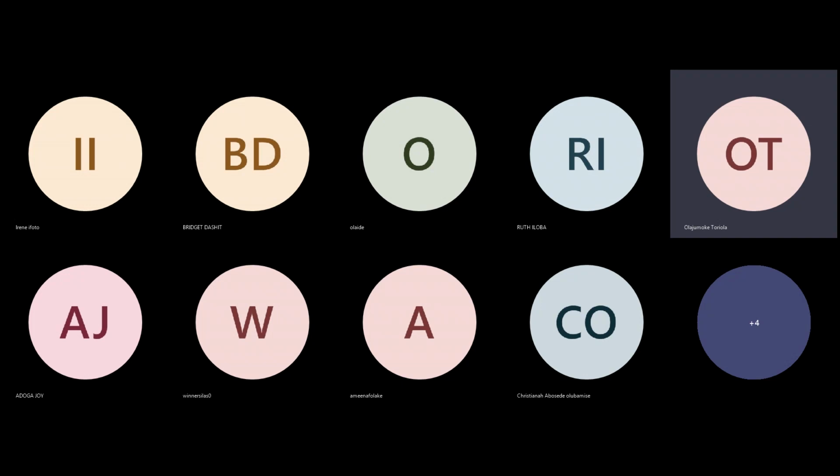So starting from, I have Adetola and Niniola. Then I have Adoga and Folake. I have Bridget. Sorry, I'm so sorry about that. Bridget and Christiana, that's another group. And then I have Irene and Olaide. That's another group. And then I have Ruth.